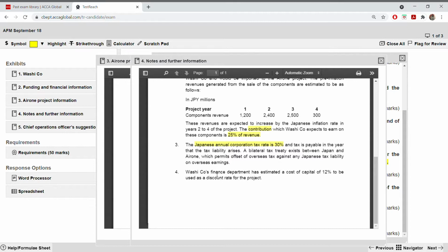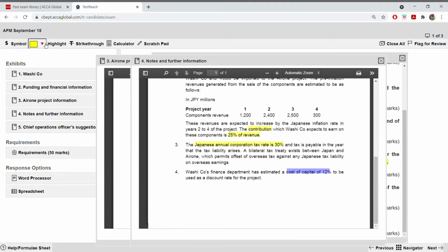where the bilateral tax treaty is not there. So you don't have to worry about it. It will always be offset, right? They will specifically write it. They will tell you in the question that bilateral tax treaty agrees and it will be offset or not. Vashi's finance department has estimated a cost of capital 12% to be used as discount rate for the project.